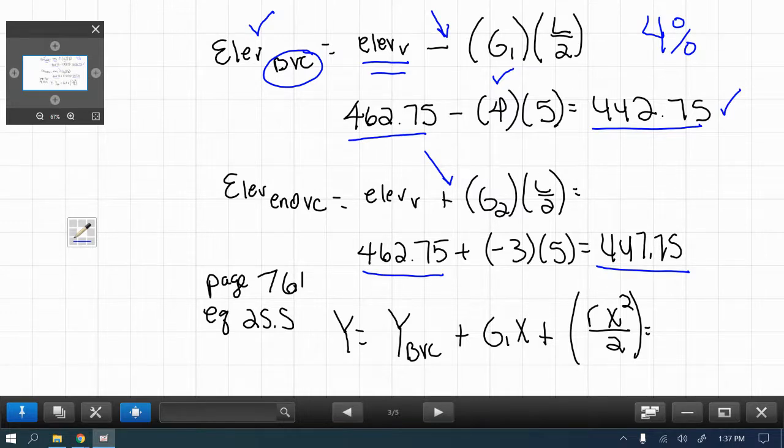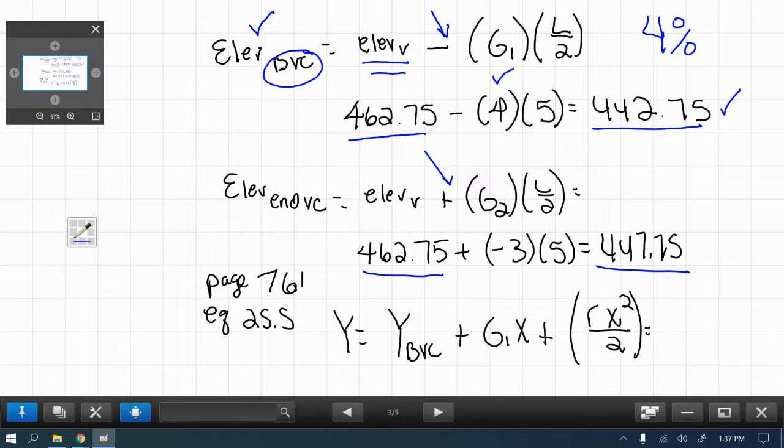For the begin, put V minus whatever your G1 times L over 2, and just keep your signs. You will never be wrong. And then for the elevation at end vertical curve, if you always do the elevation at V plus G2 times L over 2, you will always be correct.